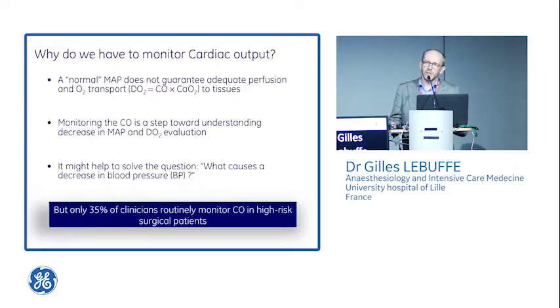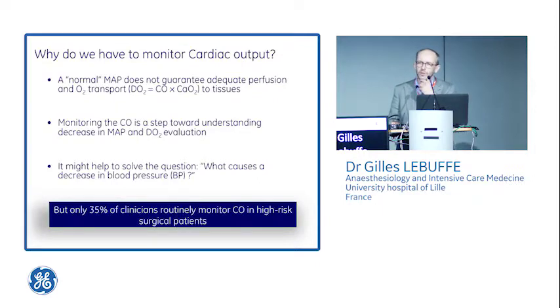So in some patients, we need more, and we need to monitor cardiac output because a normal mean arterial pressure does not guarantee adequate perfusion and oxygen transport in our patient. And so monitoring cardiac output is a step toward understanding decrease in mean arterial pressure and oxygen transport. It might also solve the question of what caused the decrease in blood pressure. But only 35% of anesthesiologists monitor cardiac output in high-risk surgical patients.